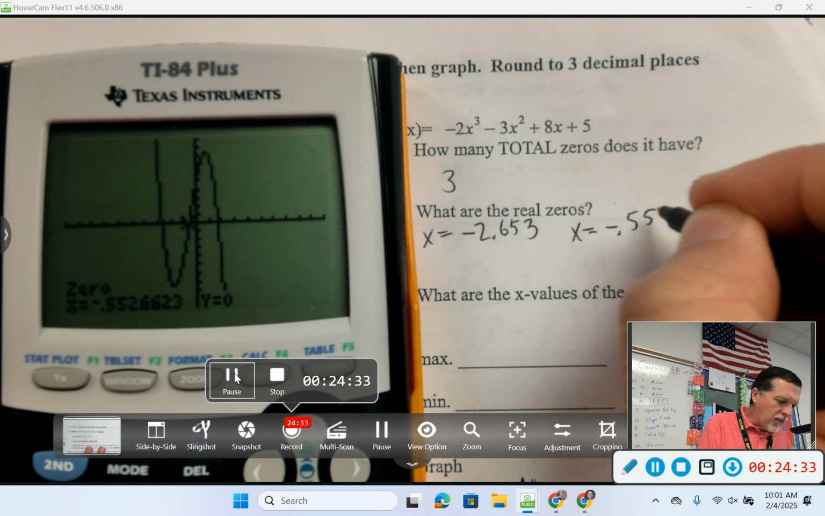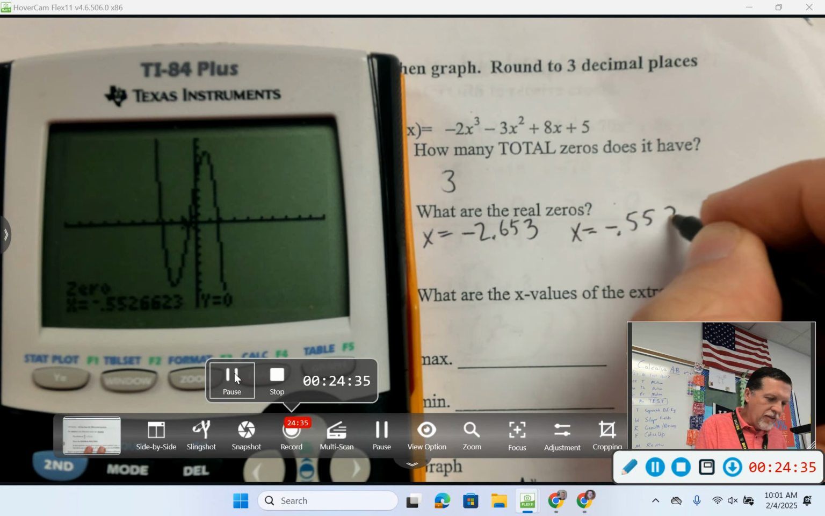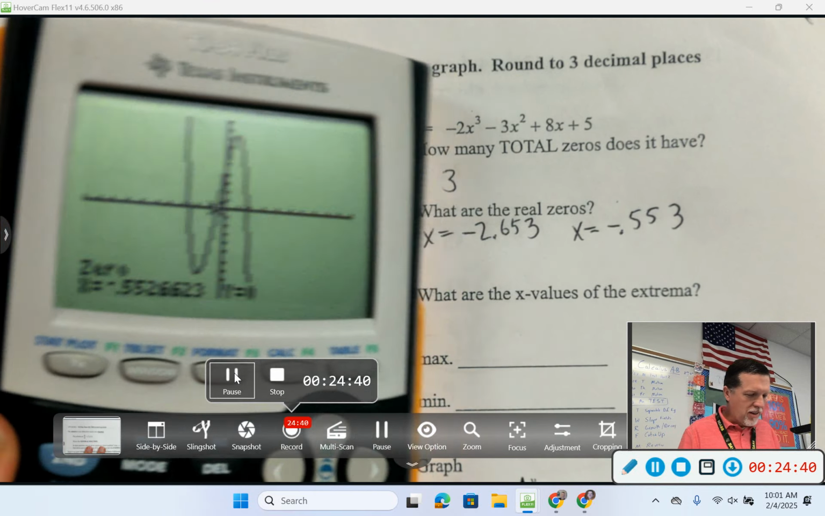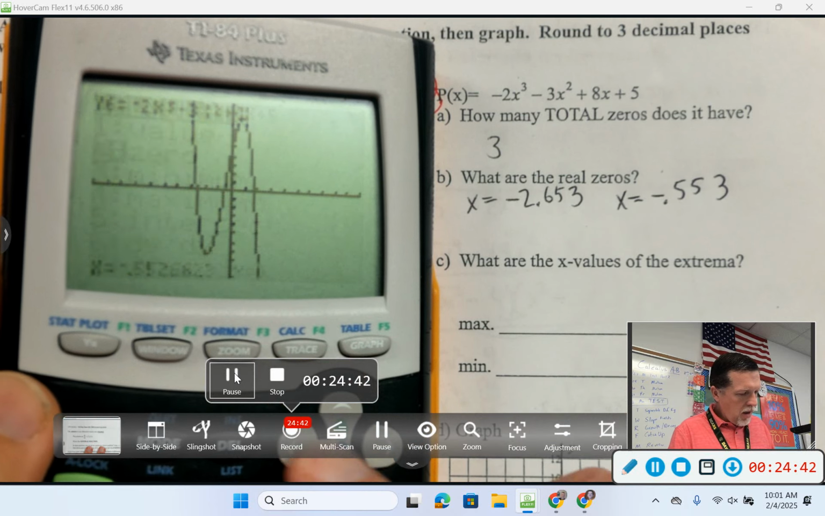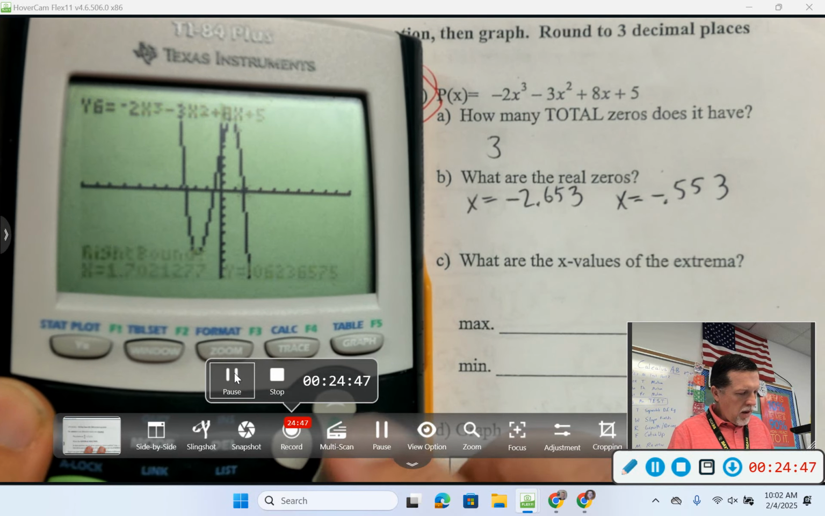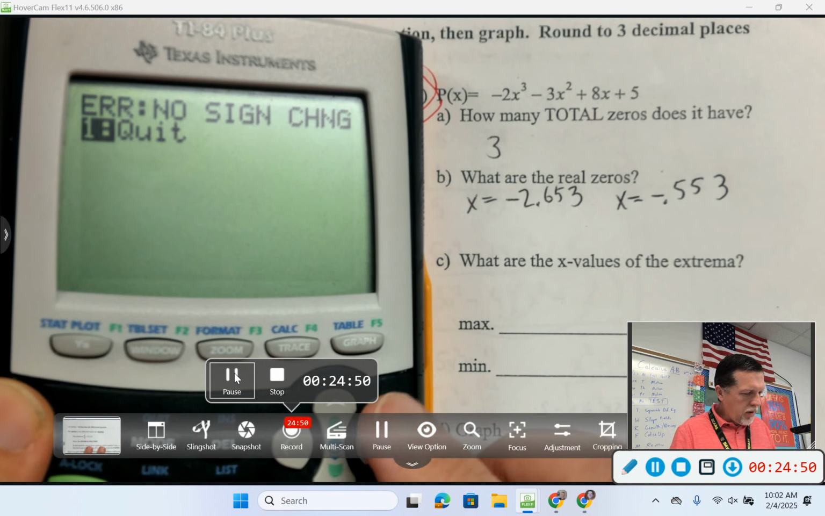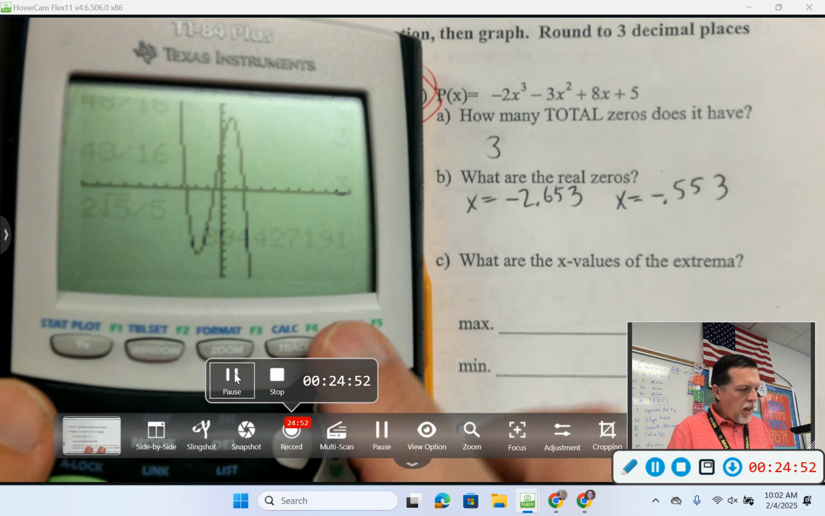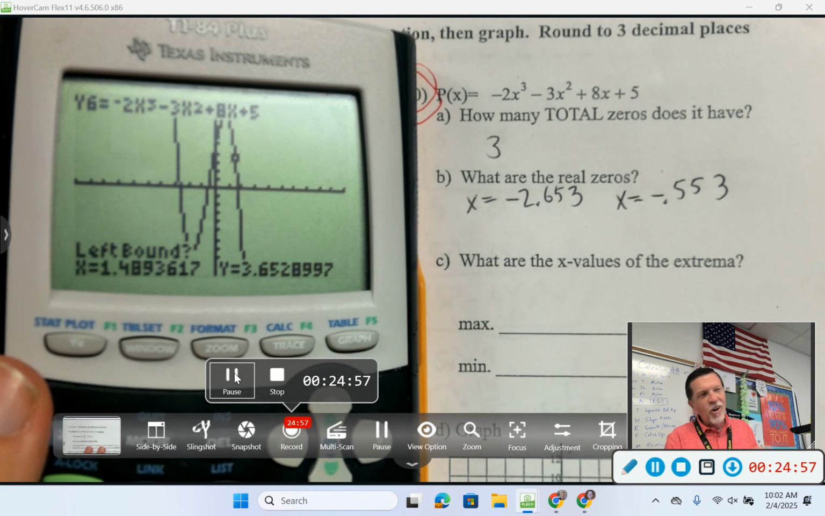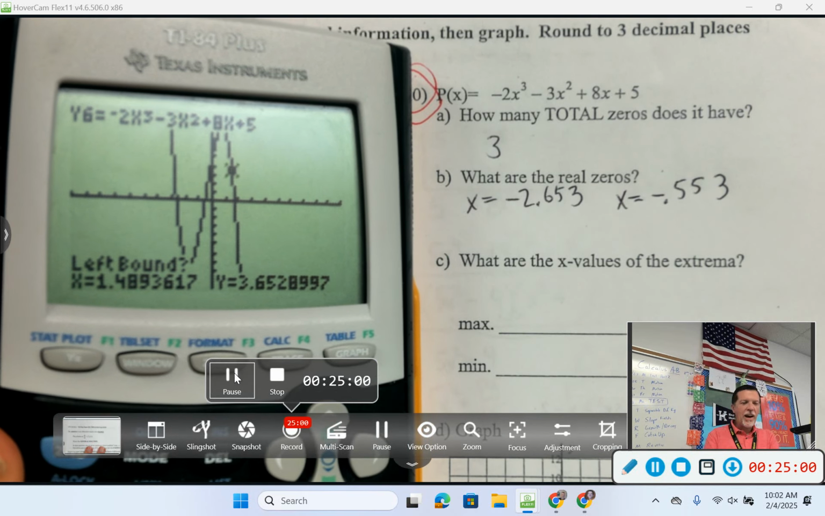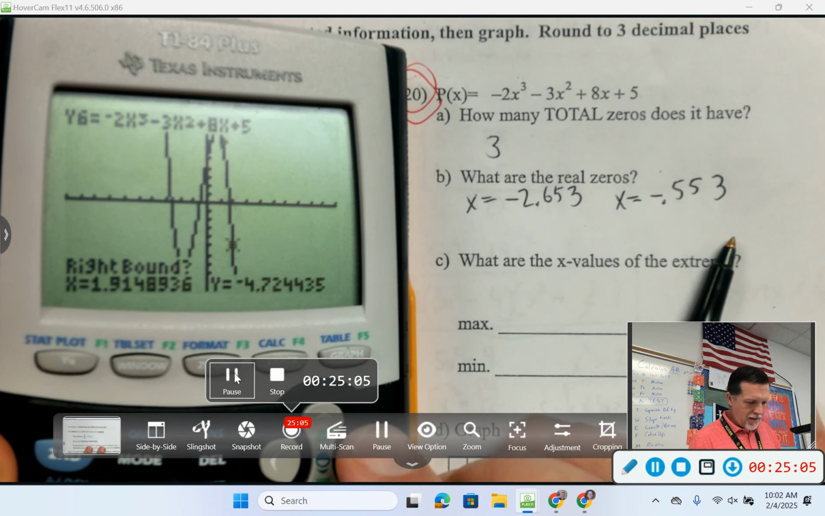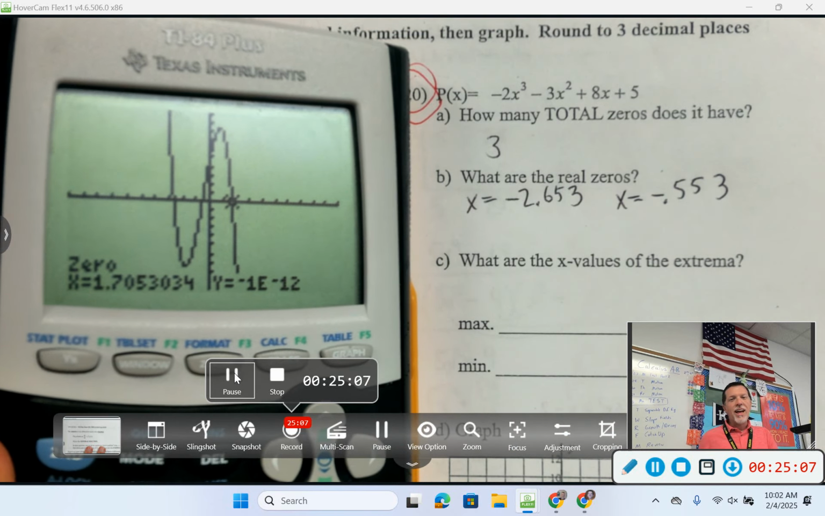Same thing with my second 0, negative 0.553. I don't recognize that as any special fraction. And then the last one, whoops. If you get the no sign change error like I just did, it's because I didn't get all the way to the right of the 0. The calculator is looking for the y value to change from positive to negative. And if you don't give it that, it tells you there's an error.